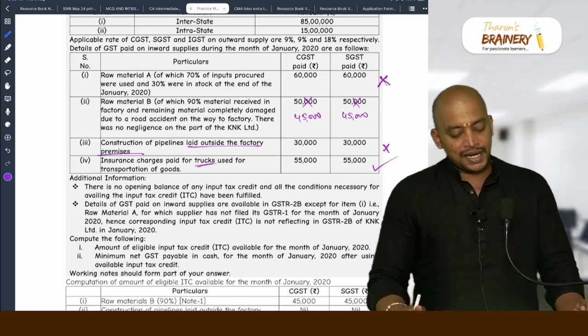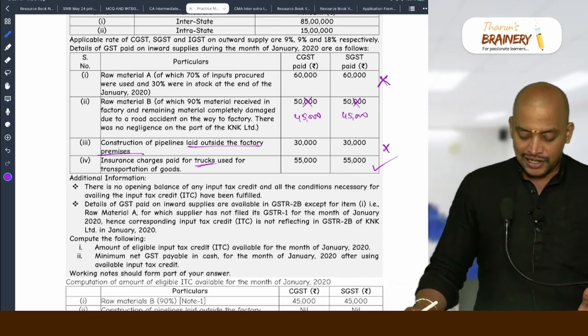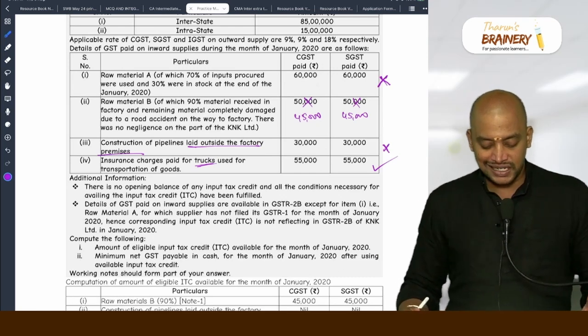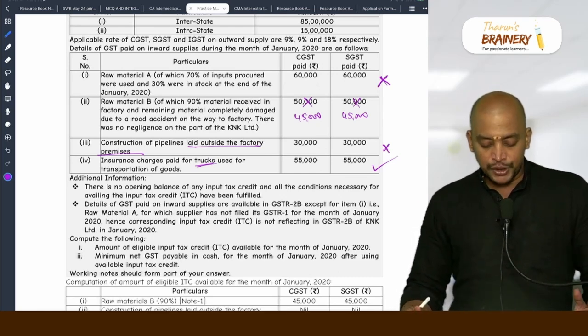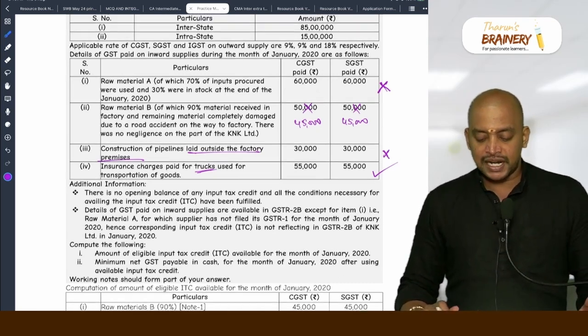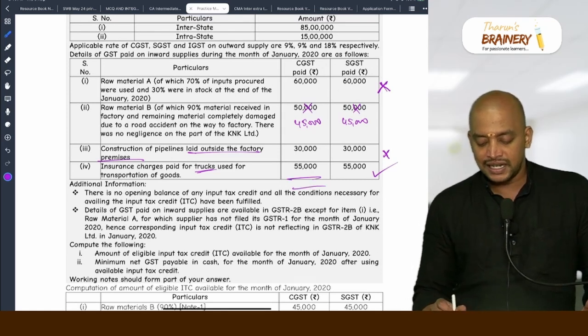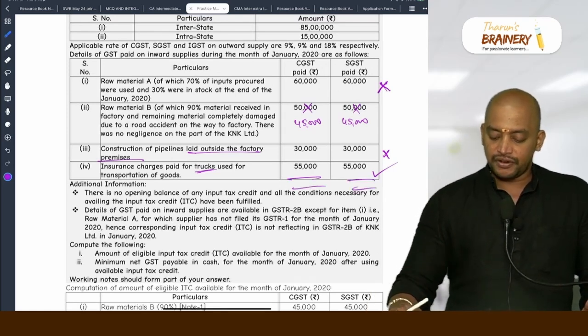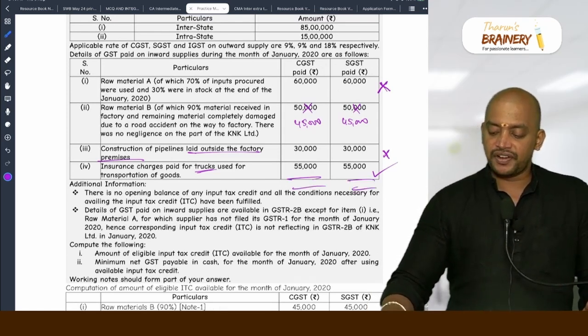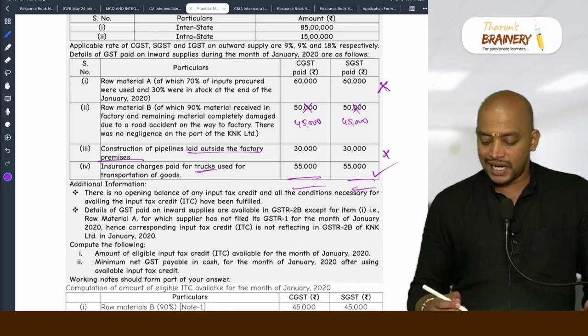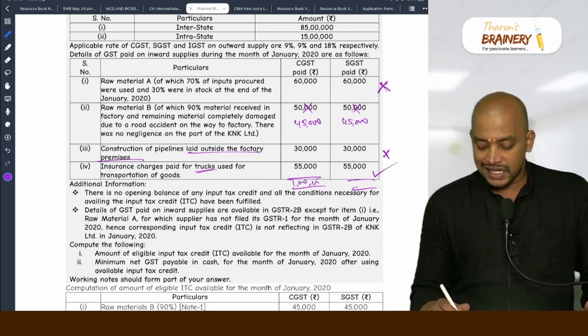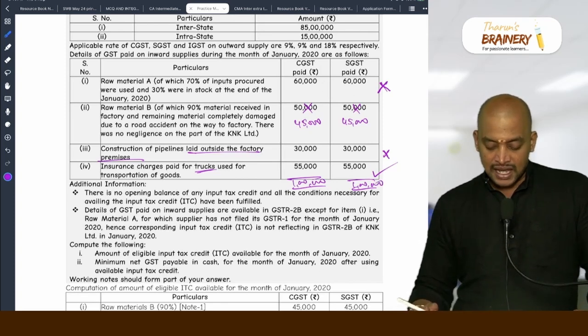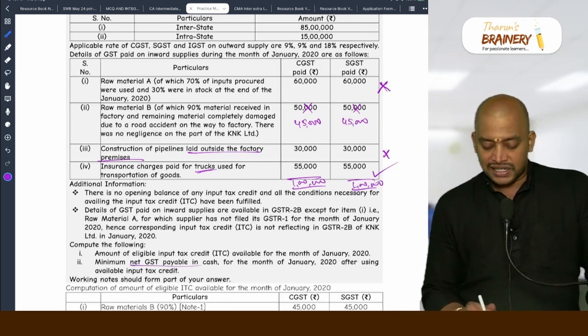There is no opening balance of any input tax credit and all the conditions necessary for availing ITC have been fulfilled. Compute the following amount of eligible ITC. What is the eligible ITC? So total you do 45 plus 55, that will be 1 lakh. 1 lakh is the eligible ITC, CGST, SGST, and minimum net GST payable.